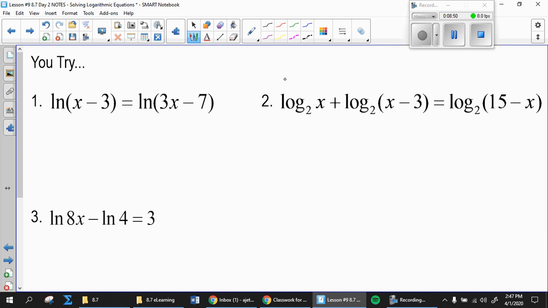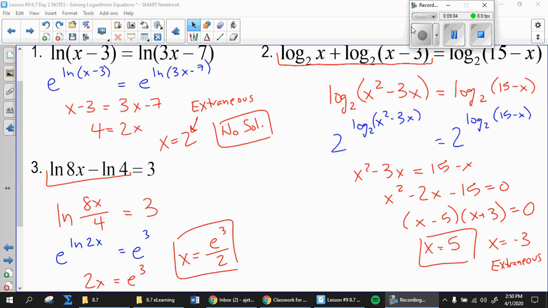All right, I want you guys to try these 3 examples. So go ahead and pause your video, work out these 3 examples. When you're done, unpause the video and you'll see the 3 answers. All right, once you are done, you should see these 3 answers. Check your work, make sure you have everything right.